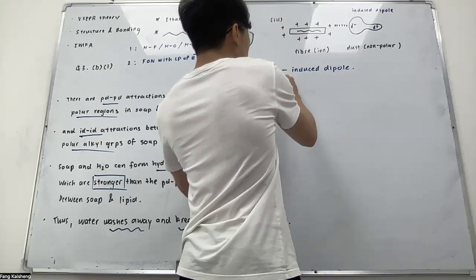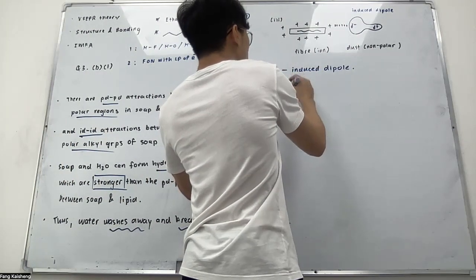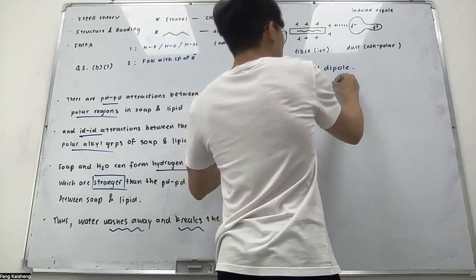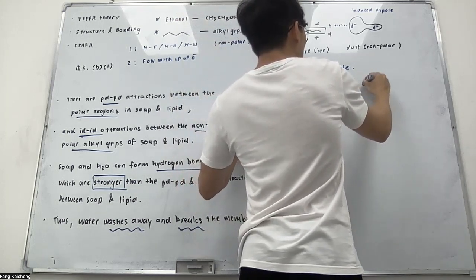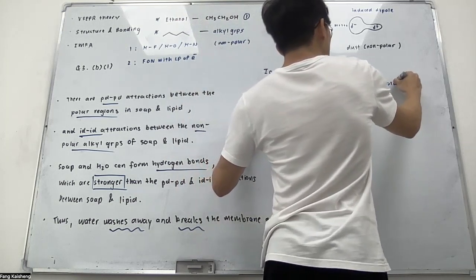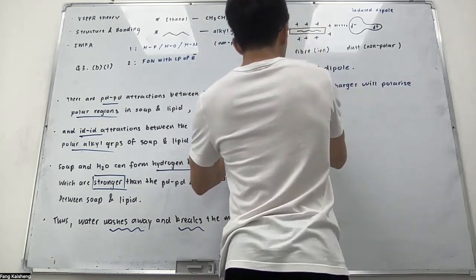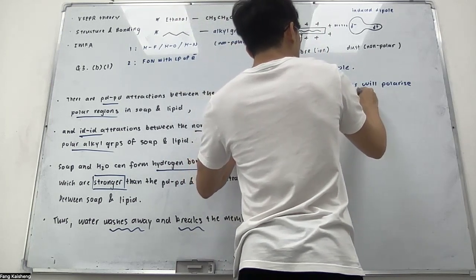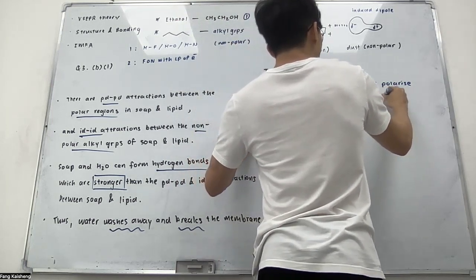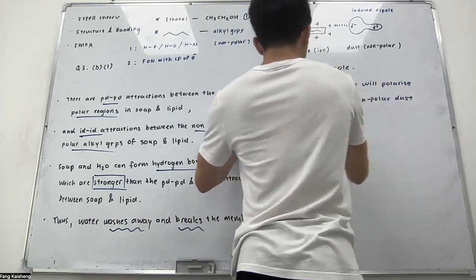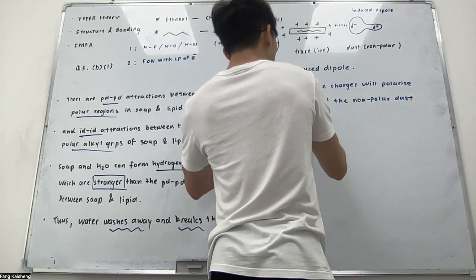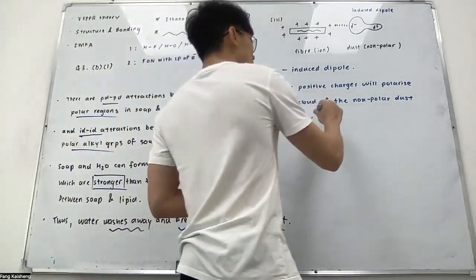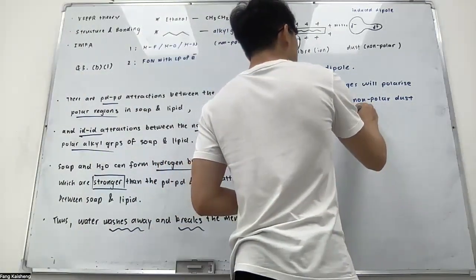So the fiber's positive charges will polarize the electron cloud of the non-polar dust particles. Notice how I am putting it in context here, fiber and dust. So now that it's polarized, it creates an induced dipole.